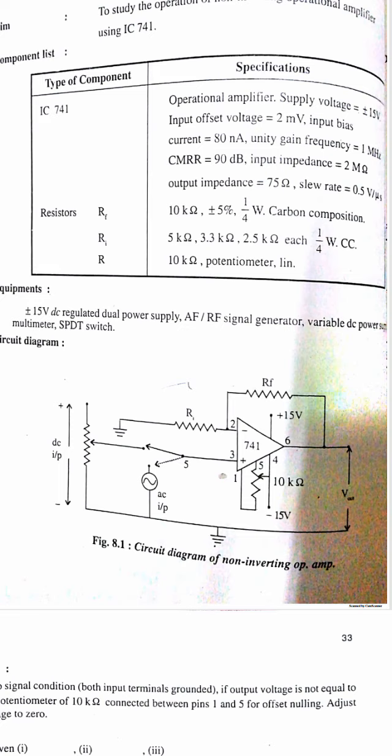The circuit diagram of the non-inverting operational amplifier is shown in the circuit. As per the given circuit diagram, the circuit is assembled on a breadboard by using IC 741.